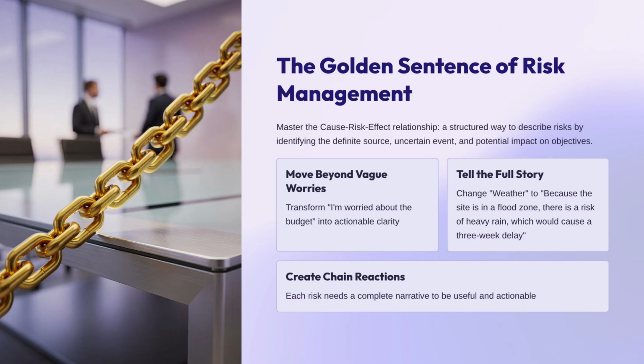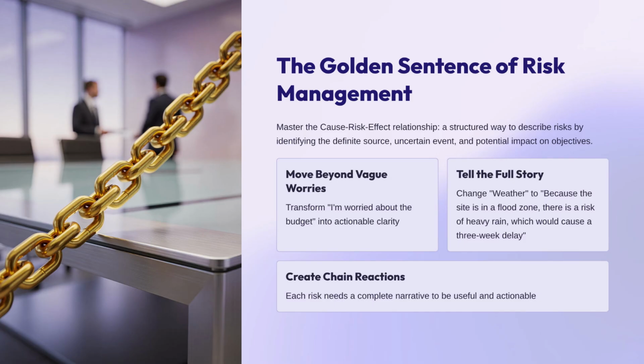You've probably seen this at the office when someone says, "I'm worried about the budget." That's a start, but it doesn't help us fix it. As risk management professionals, we need to know exactly why that budget might blow up and what will happen if it does. Think of it like a chain reaction. I once worked on a project where we simply wrote weather as a risk. That was too vague. When we changed it to, because the site is in a flood zone, there is a risk of heavy rain which would cause a 3-week delay, suddenly everyone knew exactly what to do.